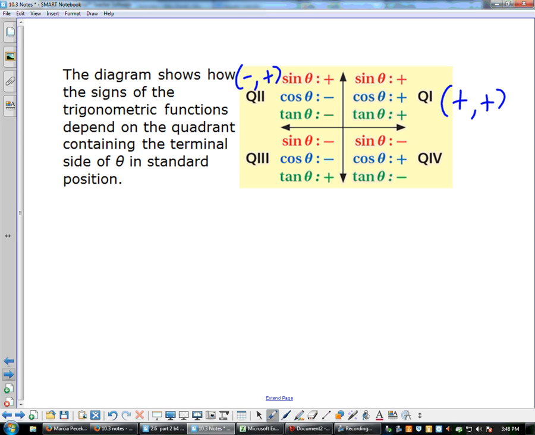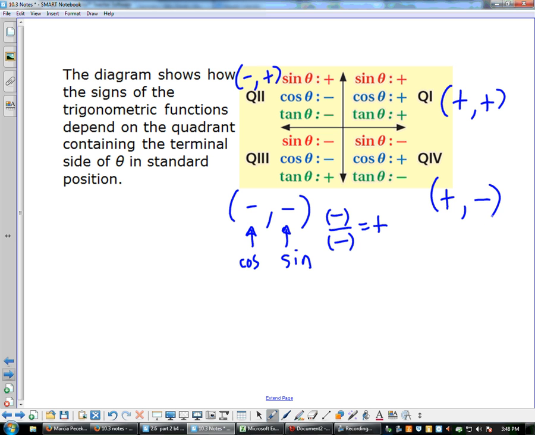All right, in quadrant 3, you know the ordered pair is negative, negative, so that means that the cosine is going to be negative, the sine is going to be negative, and then the tangent, since that's y over x, that's going to be a negative divided by a negative, that's going to be a positive. All right, and then lastly in quadrant 4, where things are of the form positive comma negative, cosine is going to be positive, sine is going to be negative, and tangent is going to be negative.